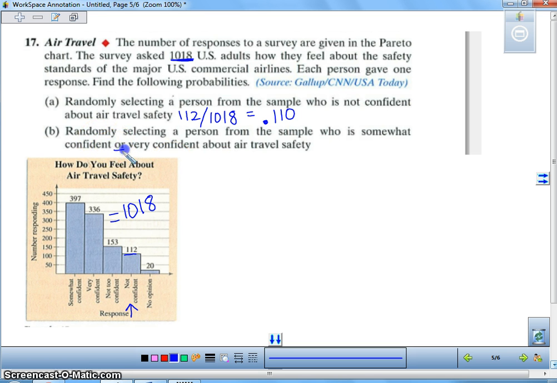This one is an or, so somewhat confident or very confident. That means we need to add those probabilities, or I can just add the raw data numbers and put those over the total. And once I work that out completely, make sure you put this part in parentheses in your calculator. You'll get 0.720 if we're rounding to 3 decimal places every time.